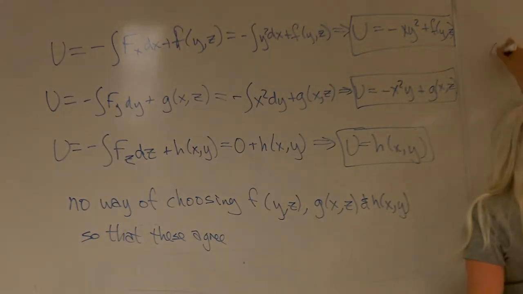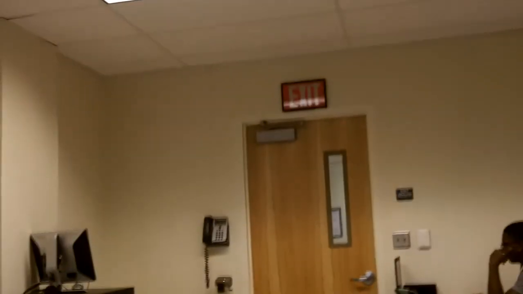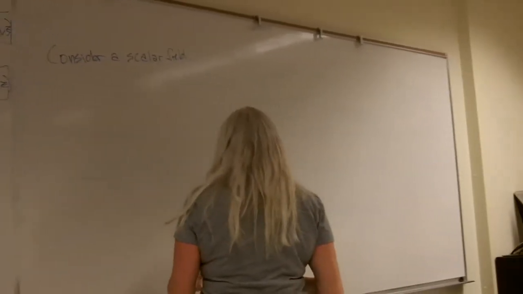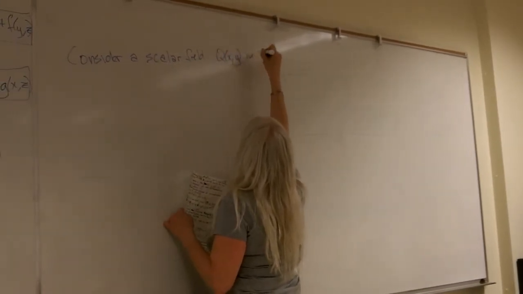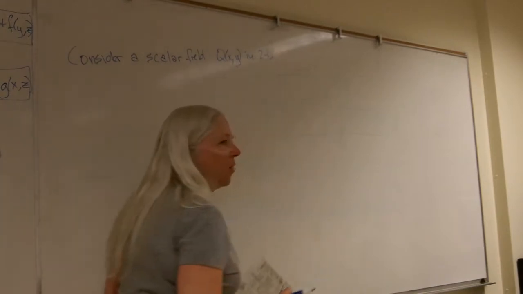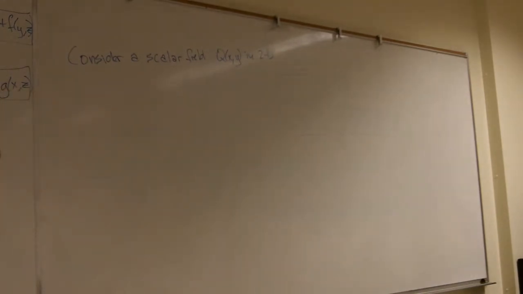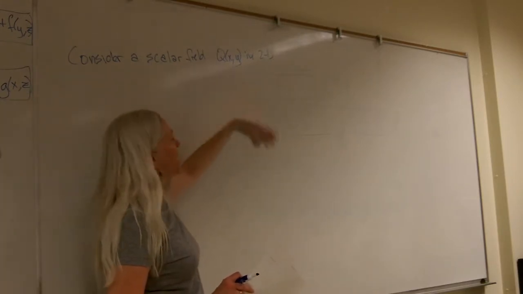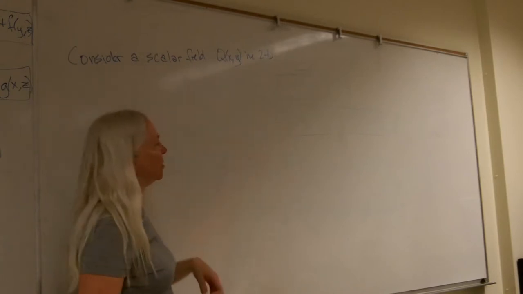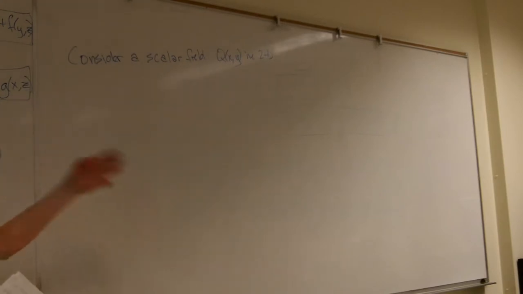So let's think about a scalar field, let's call it Q of X and Y. This is obviously in two dimensions. We're looking at this as a function of X and Y, not X, Y, and Z. So this is a scalar field. Every point in space, labeled by some value of X and Y, has a number sitting at that point, and that number is given by this function Q.